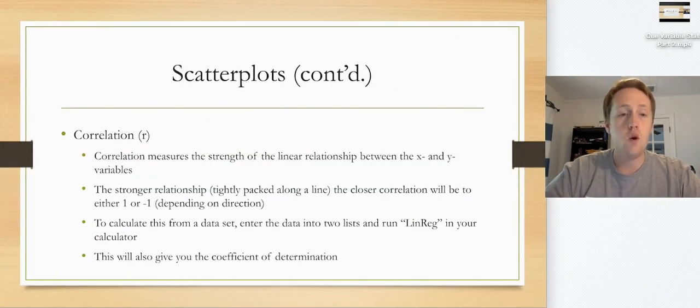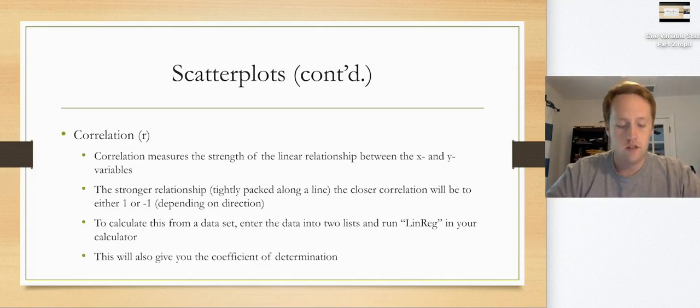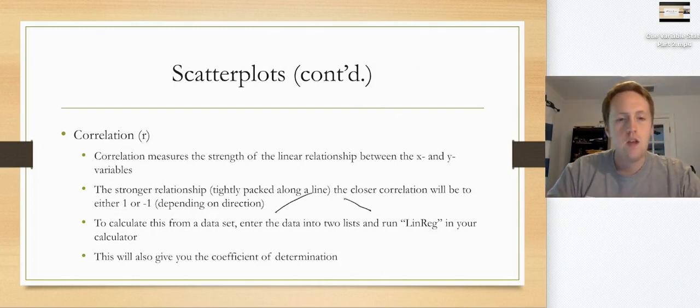More about scatter plots. Correlation. Correlation measures the strength of the linear relationship between the x and the y variables. The stronger the relationship, the more tightly packed the scatter plot is in a line, the closer the correlation will be to either 1 or -1. Remember, +1 is if it looks like that. -1 would be looking like that. To calculate this from a data set, you'll just enter all the data and do a lin-reg in your calculator. And that'll also give you the coefficient of determination when you run that.